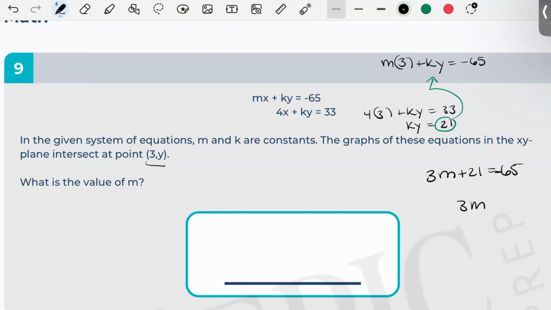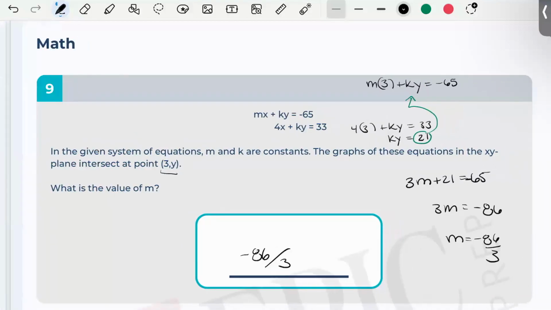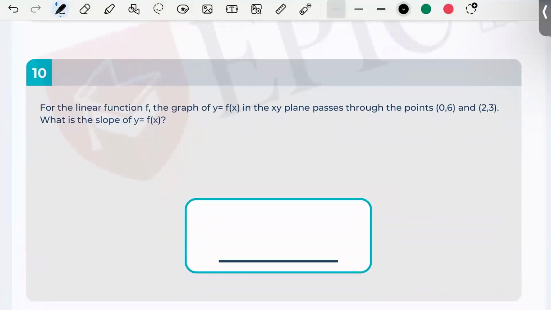And so that would be 3m plus 21 is equal to negative 65. So 3m, subtracting the 21 from negative 65, is equal to negative 86. And then m will be equal to negative 86 thirds. And then I can simply type that in on my computer. Okay, amazing. Continuing our journey.